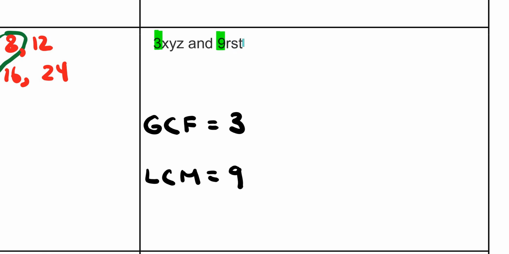And then since we have all single variables here, we just attach them, right? The biggest number of R variables is 1 R. The biggest number of S variables is 1 S. The biggest number of T variables is 1 T. And then we have our X, Y, Z. So that's our least common multiple. Okay, let's keep on going. A few more to go here.